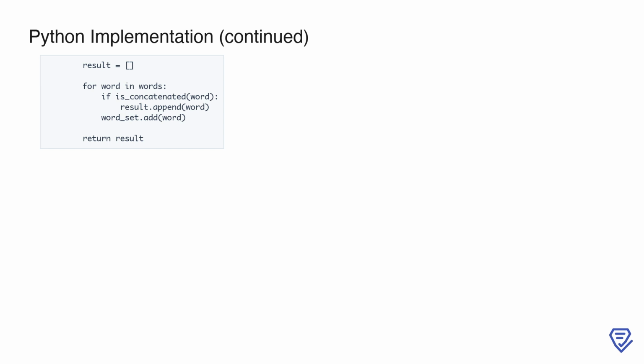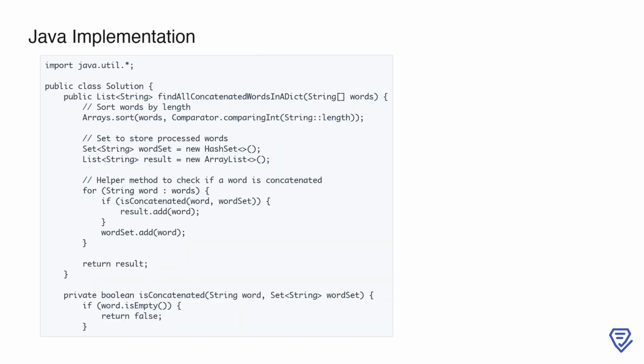This approach ensures that we build concatenated words incrementally, leveraging the dynamic programming technique for efficient computation. Here, we begin by importing the necessary Java utilities and defining our solution class. The main method, findAllConcatenatedWordsInADict, takes an array of words as input. The first step is to sort these words by their lengths using the Arrays.sort method. Sorting ensures that as we process shorter words first, we can use them to build longer concatenated words.